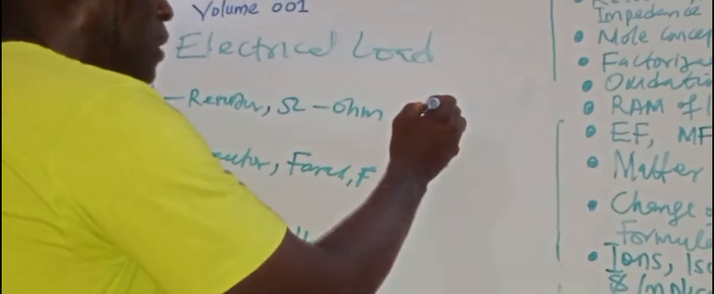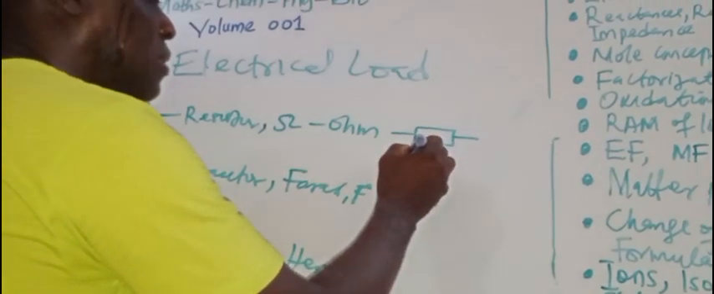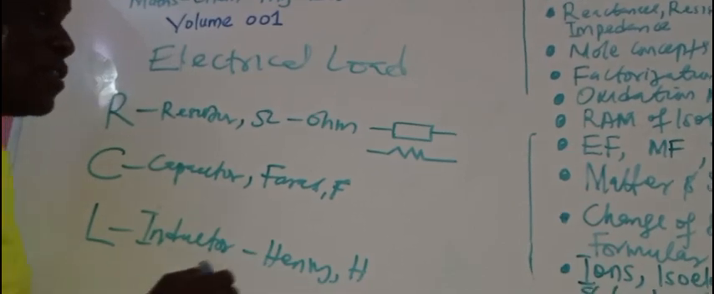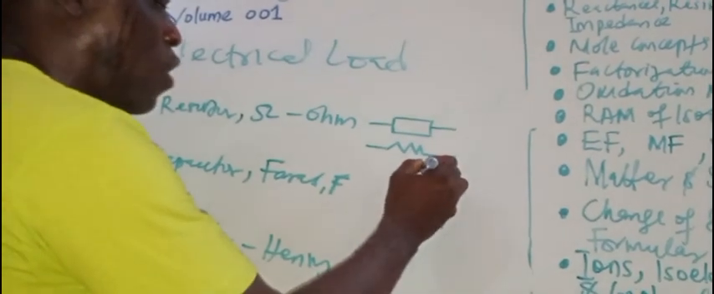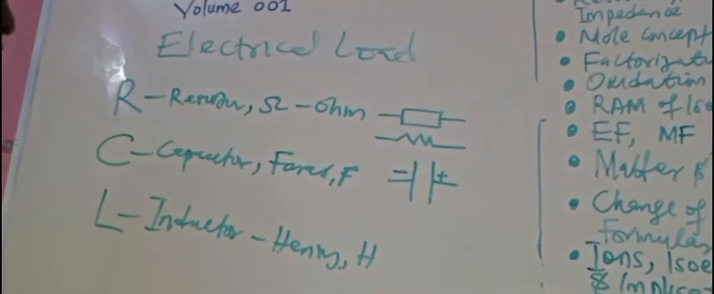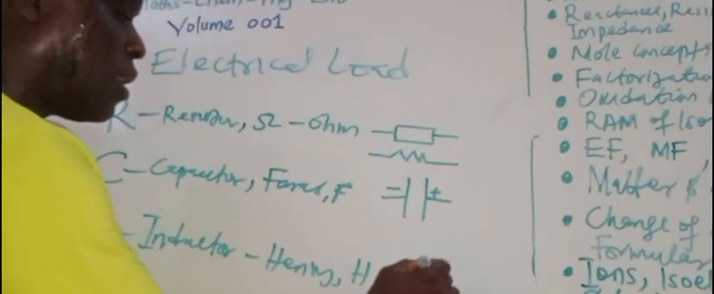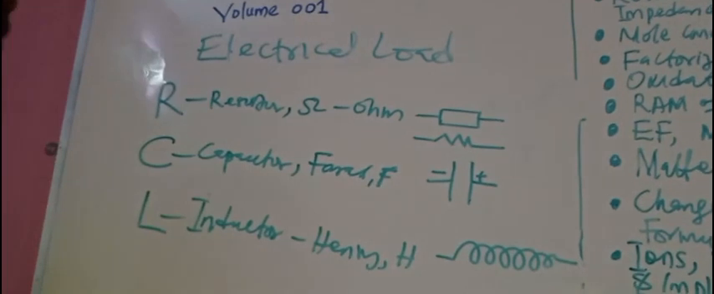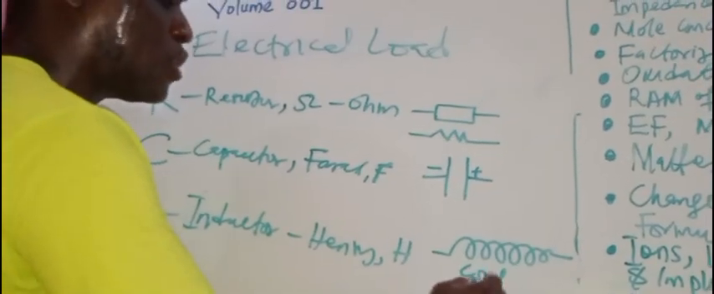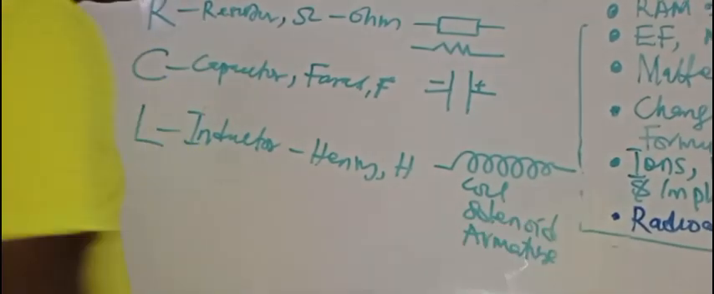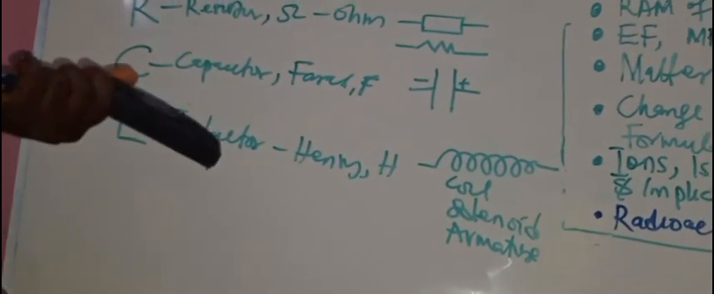For resistor, you can either symbolize it like this, or sometimes you do it like this. So when you see this, you know you are referring to resistor. For capacitor, it is two plates of equal height. Take note, two plates of equal height, one positive charge, the other negative charge. Then inductor is like a coil, like a boiling coil, like a solenoid, or armature. When you take an electrical conductor like copper wire and you wind it into a coil, what you have is an inductor.